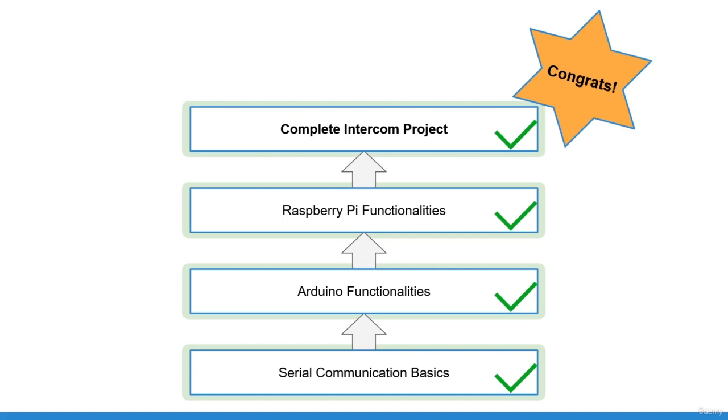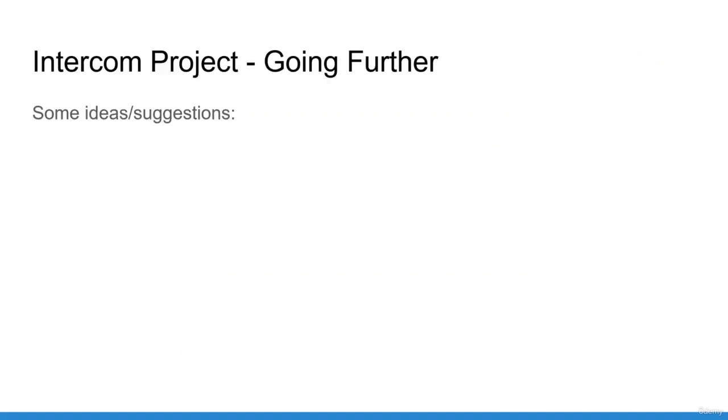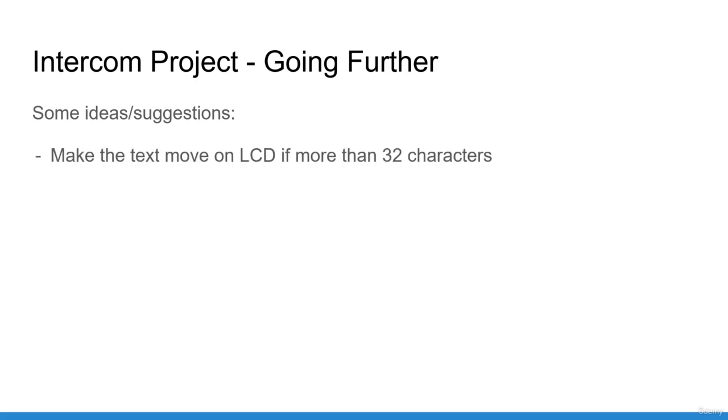The most interesting thing you could do is to adapt the project for your own needs. For example, if you want to implement an intercom system where you live. And then if you are still craving some more practice, here are a few suggestions of things you could work on. So for the LCD screen, you could make the text move if you have more than 32 characters. Okay, so you can display everything, even longer texts.